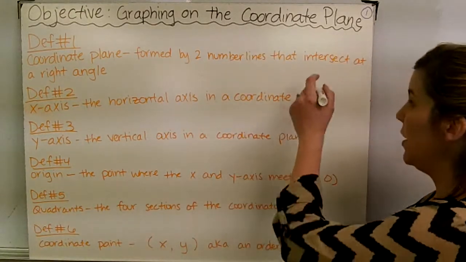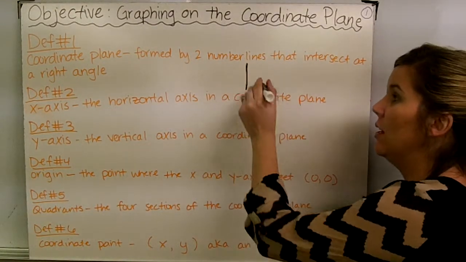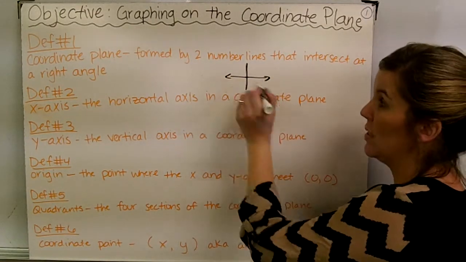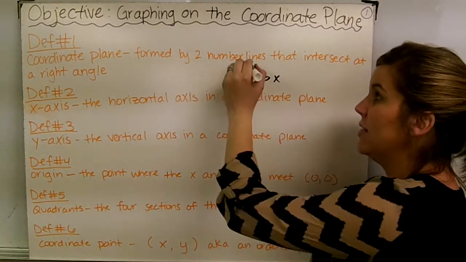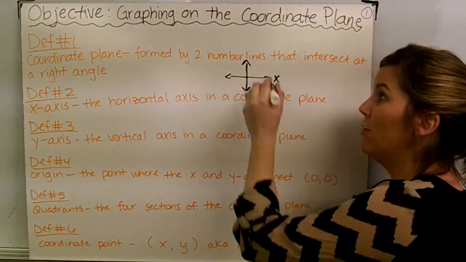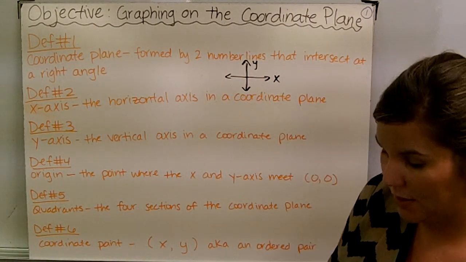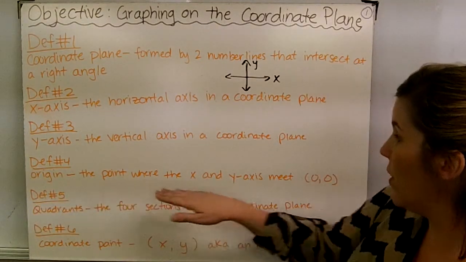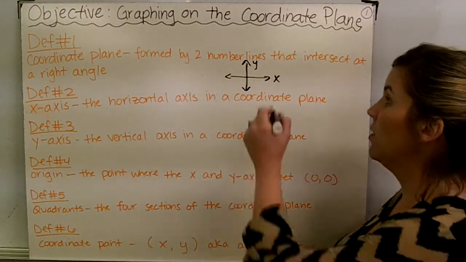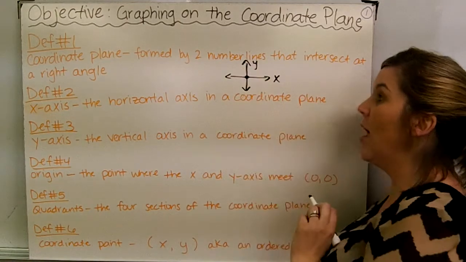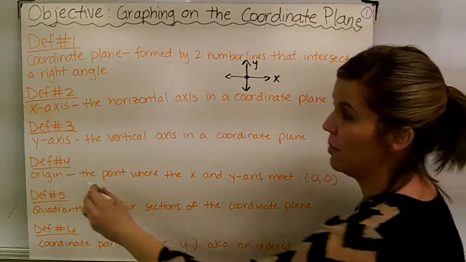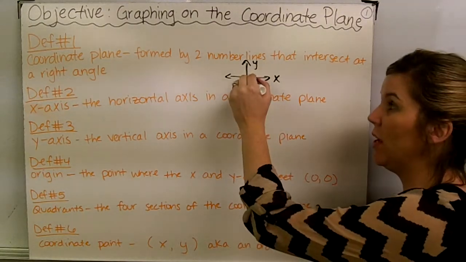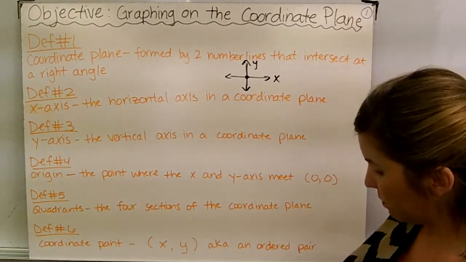So if you have a coordinate plane, you should be familiar with this. It looks like this. This is the horizontal axis, it's the x-axis. This one, up and down, vertical, is the y-axis. Definition number 4, the origin: the point where the x and the y-axis meet. Well, they intersect right here, and we give this ordered pair a special name called the origin. It is at 0, 0. So this point right here is 0, 0.